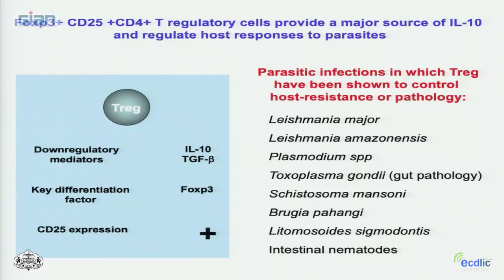And they produce these down regulatory mediators, IL-10 and TGF. These are suppressive cytokines. The key differentiation factor is FOXP3. And these are the parasitic infections in which these T regulatory cells have been shown to control host resistance or pathology, including Leishmania models, malaria models, and these Helminth models.